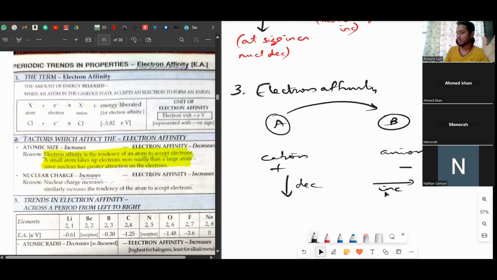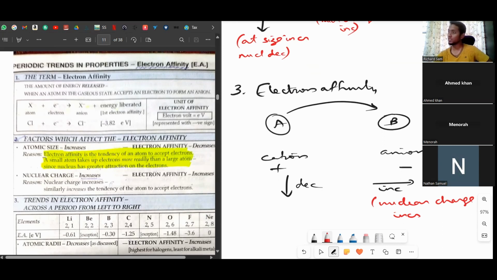Okay, as you go to the right, what happens? Nuclear charge increases. If nuclear charge increases, everything increases. The amount of energy required to remove increases. The amount of energy released when an electron is added also increases.